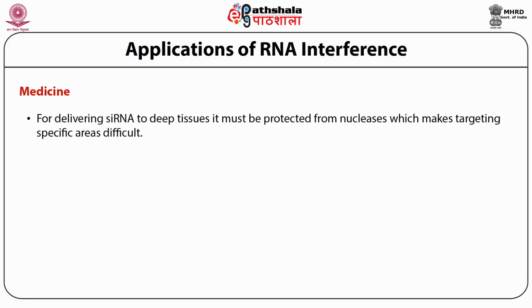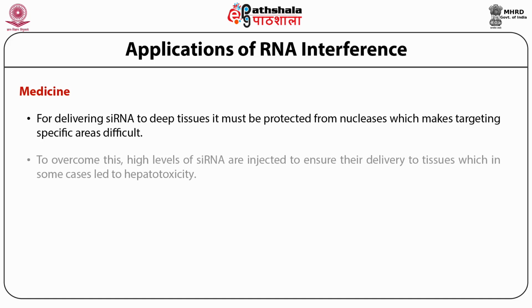For delivering siRNA to deep tissues, it must be protected from nucleases, which makes targeting specific areas difficult. To overcome this problem, researchers tried to inject high levels of siRNA to ensure delivery to deeper tissues, but this ultimately led to hepatotoxicity, making it a non-feasible approach.